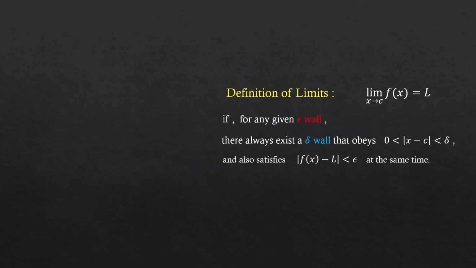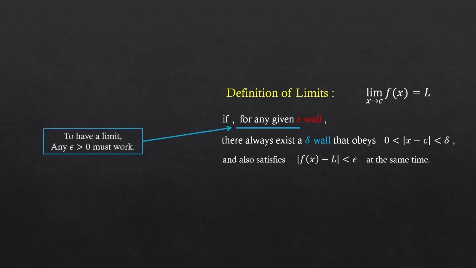So this is the last slide. What was important in this definition? This one, for any given. So to have a limit, any epsilon wall must work.